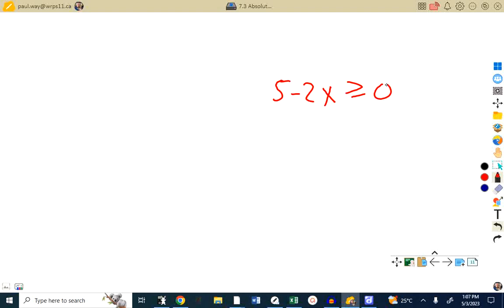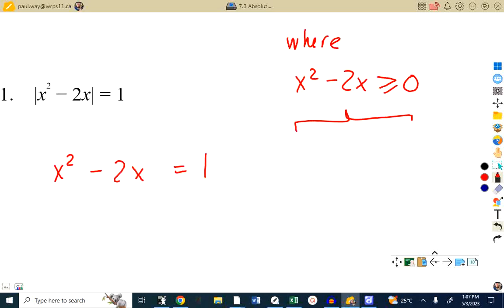You move the 2x over and you have 5 is greater than or equal to 2x. You divide both sides by 2, so you end up with 5 halves is greater than or equal to x, and you turn that around. And that statement, x is less than or equal to 5 halves, is what you would put in the subdomain. But you can't rearrange x squared minus 2x is greater than or equal to 0. It's not possible. So we have to determine the subdomains in a different way.